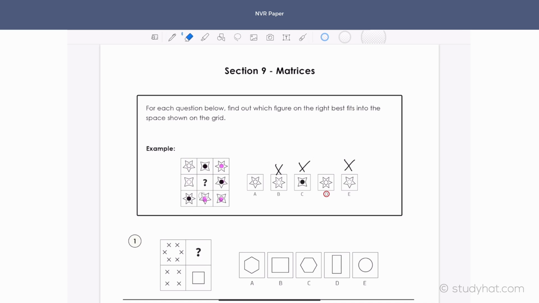Now, let's look at the shapes. You can see we've got, this is 1, 2, 3, 4, 5, 1, 2, 3, 4, 1, 2, 3, 4, 5. Okay, so we've got a 5, a 4, and a 6 in each row. So here we've got a 4, we've got a 5, here we're going to need a 6. So our 6-sided shape is D, and that's why that's the answer.